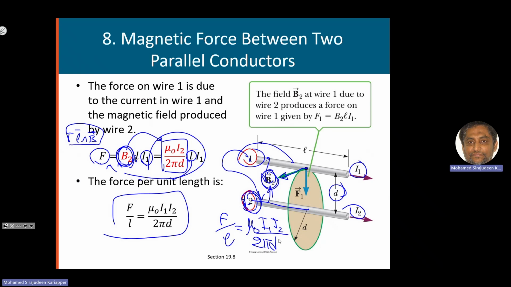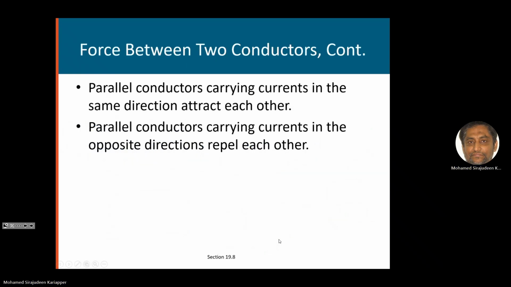When we have two wires carrying current I1 and I2, they will exert force on each other. The magnitude of the force per unit length is given by this equation. And what else do you have to remember? The direction. If the current is in the same direction, it will be an attractive force towards each other. If they are in the opposite direction, it will be a repulsive force, away from each other.